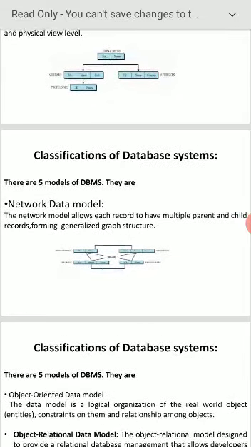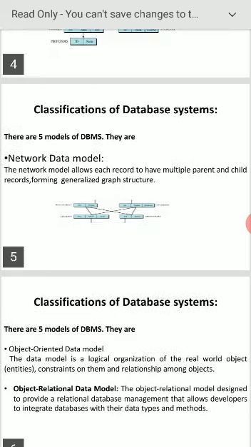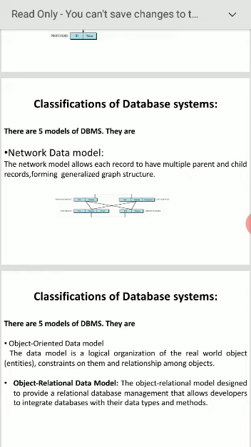The network model allows each record to have multiple parent and child records. Multiple, many-to-many. You see the figure there. I told you under relationships, this is many-to-many. There is A, B, C, X, Y, Z. A, B, C are associated with X, Y, Z. X, Y, Z are associated with A, B, C. You see this figure.